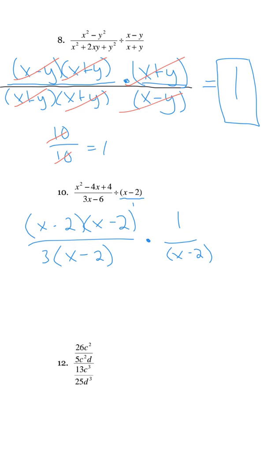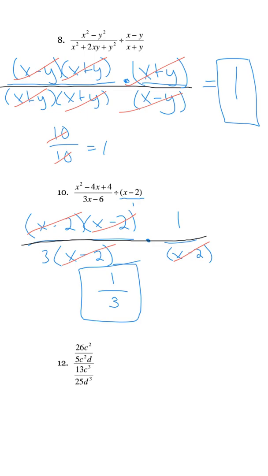So now we factored and flipped, turned it into a multiplication. Let's make one big line and cancel what we can. So x minus 2 obviously cancels in the first one, but now the other x minus 2 will cancel with this x minus 2, and we are left with just a 1 and a 3 on the bottom. So 1/3 is our final answer for number 10.